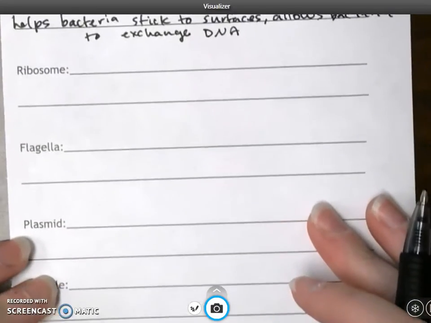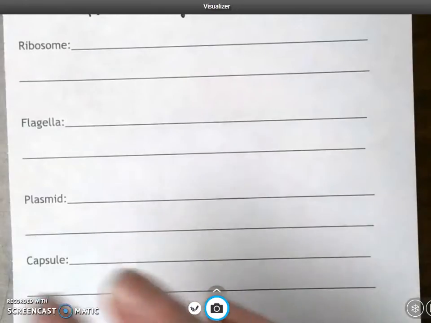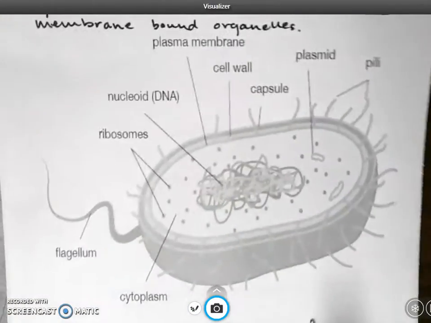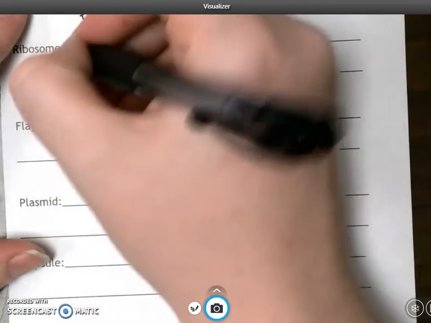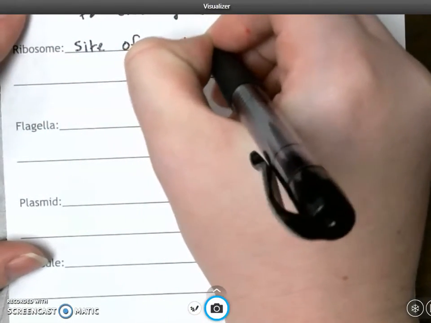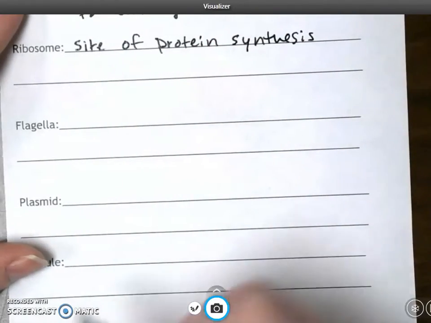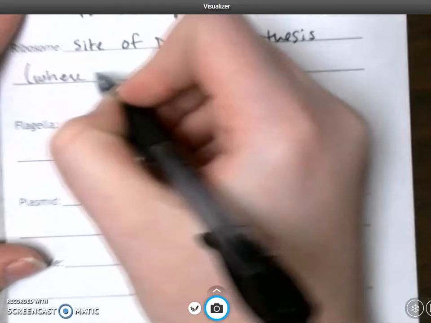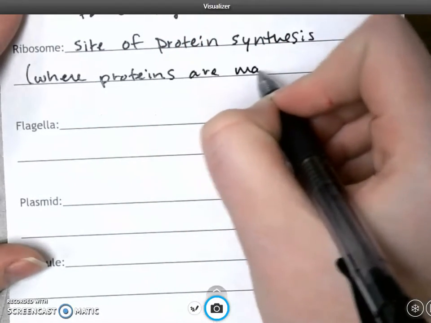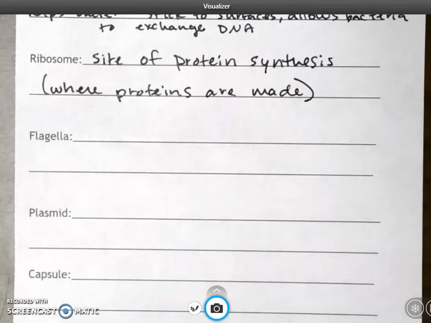Moving on, ribosomes. They are the little dots in the diagram. Okay, they look like this. All right, and they are the site of protein synthesis. It's where proteins are made. Okay, that's the whole job of the ribosome, just make proteins.